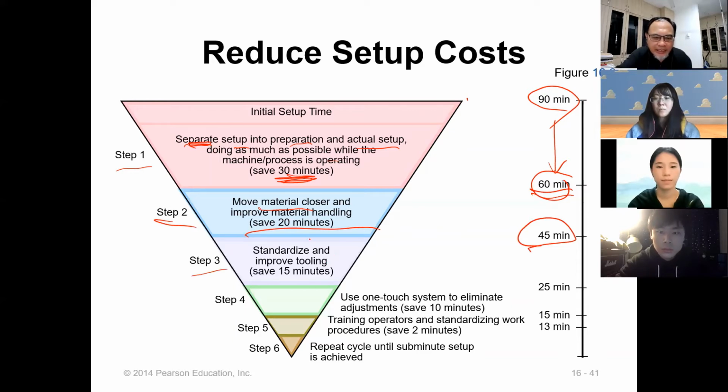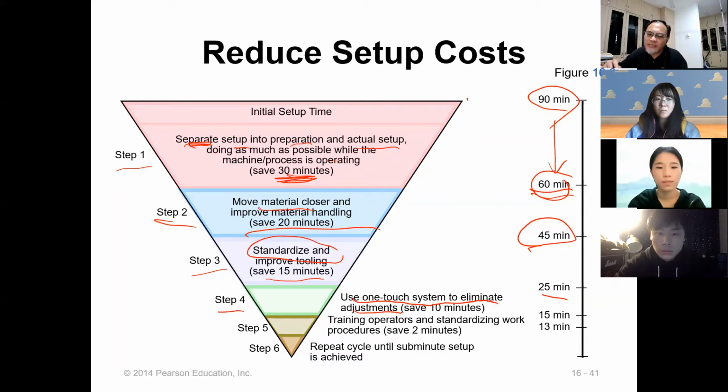Step 3, standardize and improve the tooling. Use standard tooling, use poka-yoke, for example. So save 15 minutes, see? So this is a systematic way of trying to reduce setup time, because the longer the setup time, the higher the setup costs, okay? And you see here, step 4, use one-touch system to eliminate adjustment.